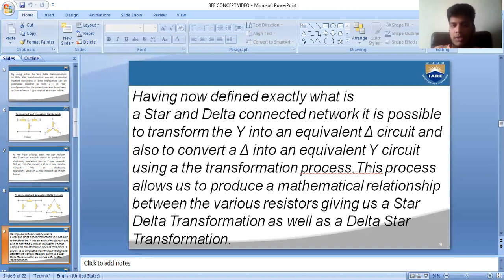This process allows us to produce a mathematical relationship between the various resistors, giving us a star delta transformation as well as a delta star transformation. So while transforming from star to delta or delta to star, or we can say Y to delta or delta to Y, we get a mathematical relationship between various resistors.